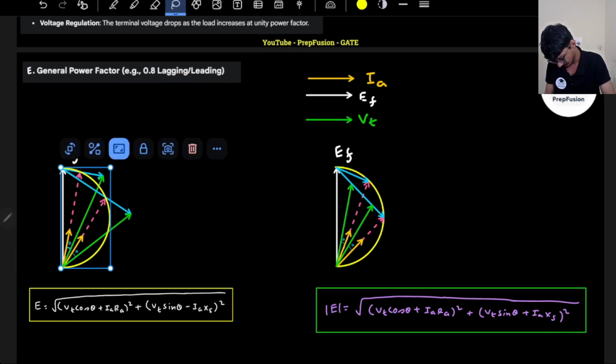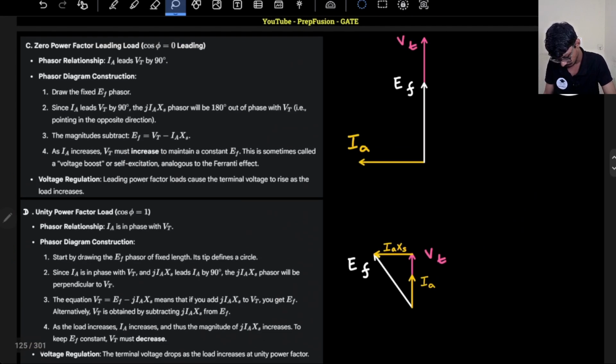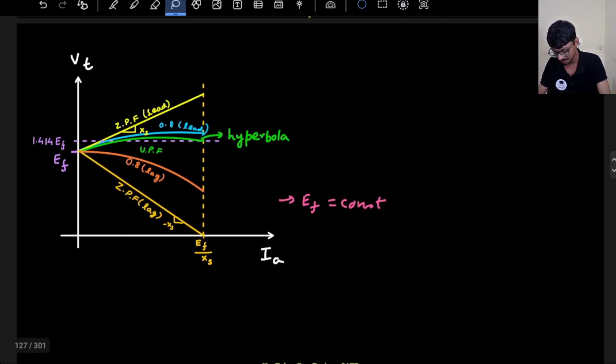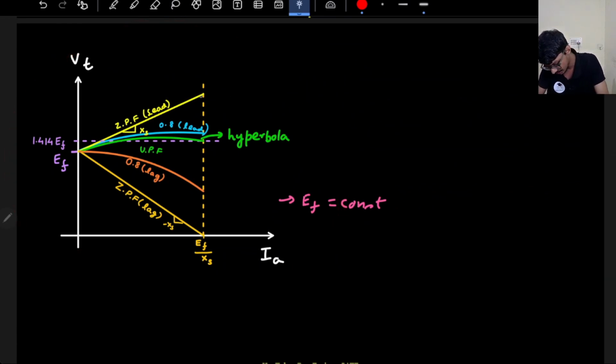Okay, I cannot delete it. I have to delete it, otherwise you will be confused. So the ultimate thing is that this graph can be plotted in per unit. One more thing is, when will I reach here? When my current is Ef by Xs, that is the short circuit current.